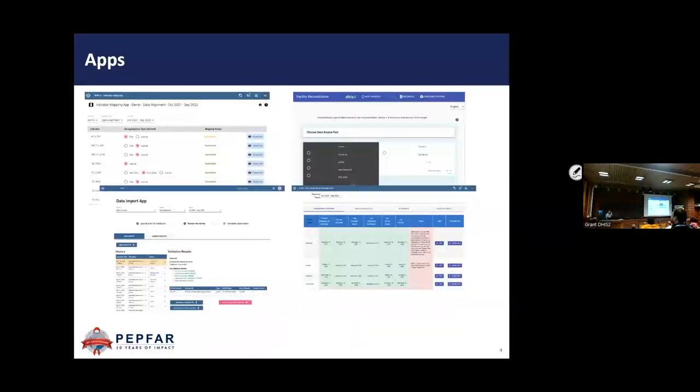This is just a screenshot of the apps we developed. So we have an indicator mapping app. We have the Gopher. There is the import app that is used to upload the data. There is the dashboard that we use for monitoring what's happening with each of the countries. And these are all running within the DHIS2. So people do not have to use multiple different platforms to do all of this.